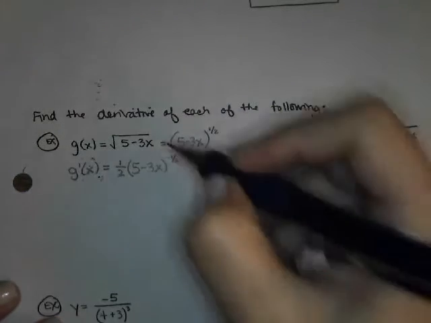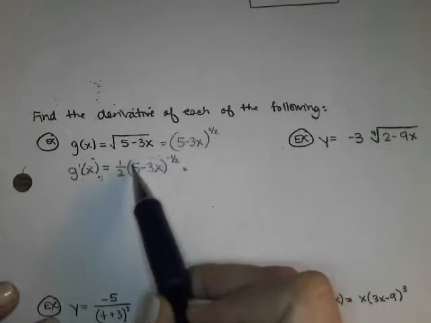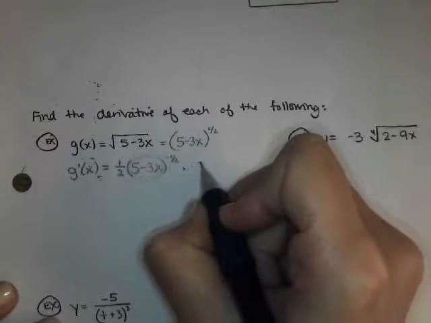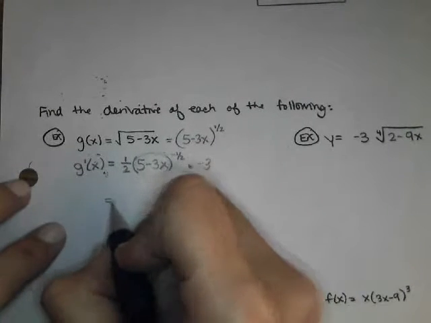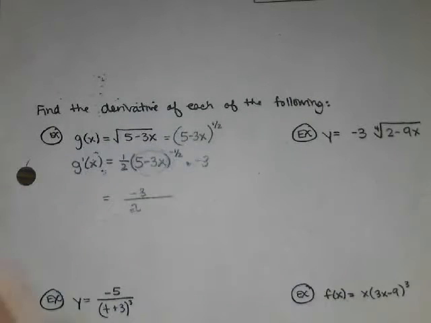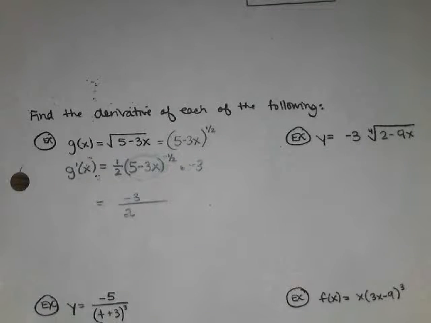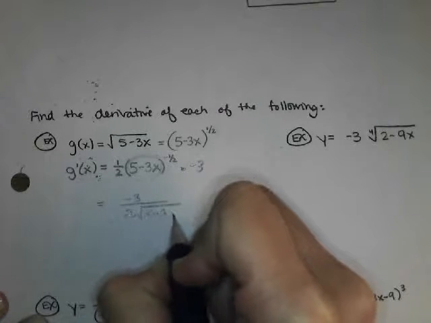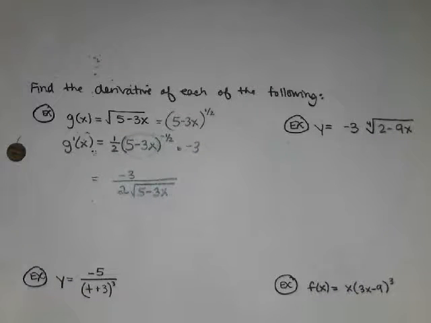And then we're going to have to multiply this by the derivative of what's inside, or the derivative of your base, which is what? Negative 3. Okay, so cleaning this up, the negative 3 times 1/2 makes negative 3 over 2. And then the 5 minus 3x that's being raised to the negative 1/2 needs to be brought to the denominator and brought to the positive 1/2 power, aka taking the square root of it.